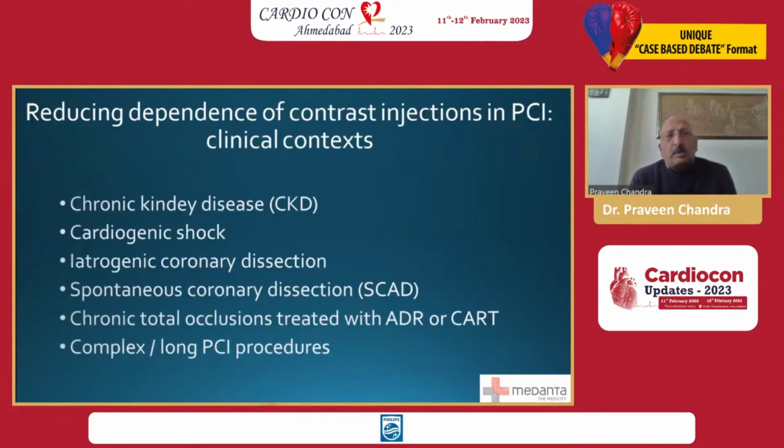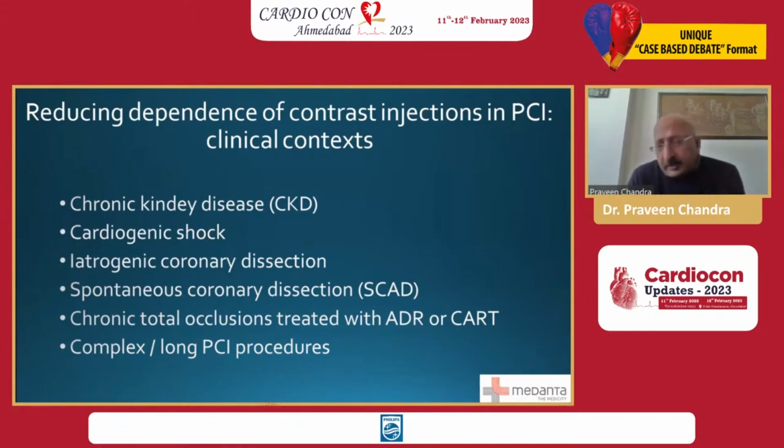So who are those patients? Basically, those patients who have chronic kidney disease, acute kidney injury during acute MI, cardiogenic shock. Then sometimes patients have bad coronary dissections and we don't want to inject too much contrast. Then spontaneous coronary dissections, CTOs, where we are doing ADR or CART technique, and of course complex long PCI procedures. Also, it is very helpful to use low contrast PCI, because one of the complications of angioplasty is acute kidney injury, and this is what we are trying to avoid.